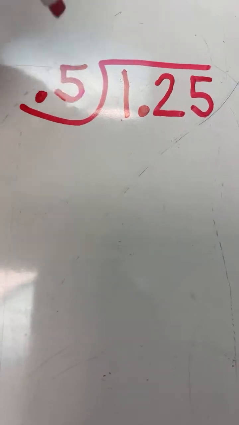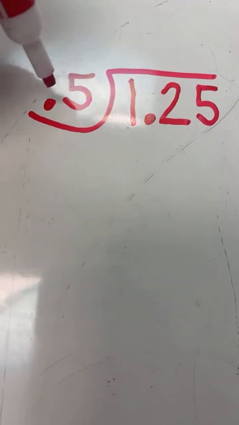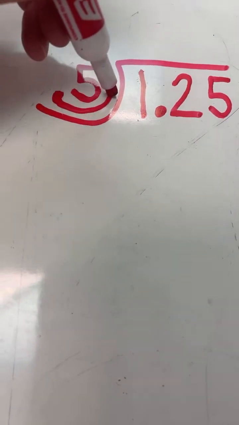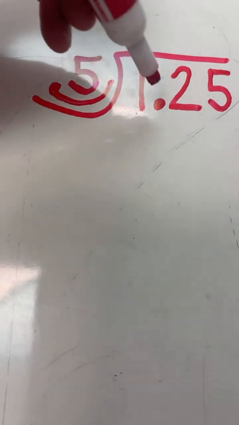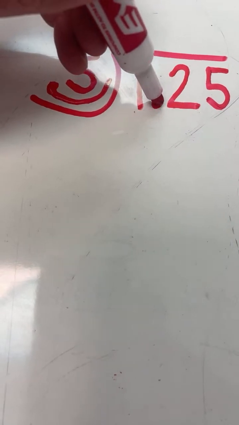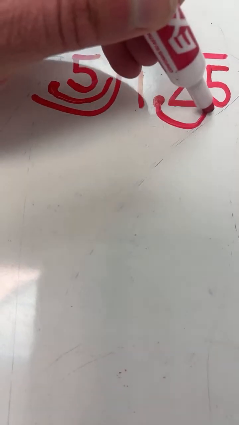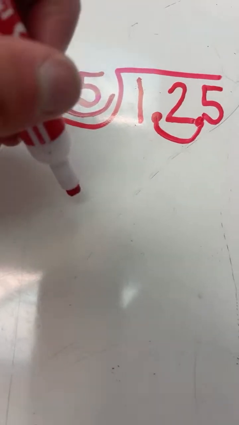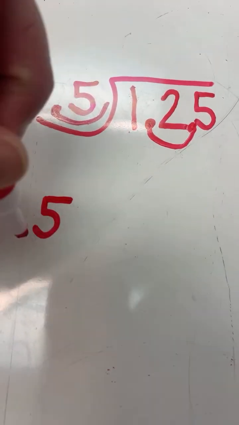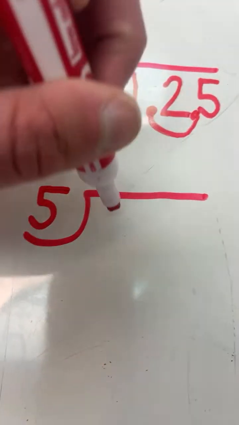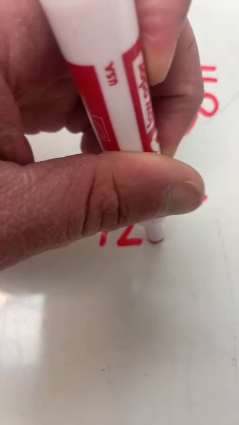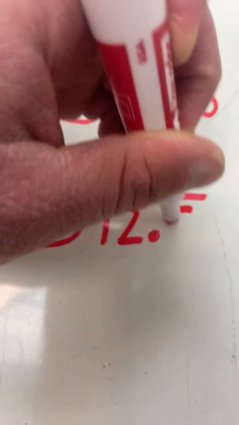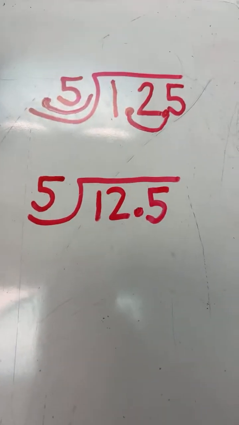We can change the number being divided by to a whole number simply by moving the decimal point over. But what we do outside the square, we have to do inside the square. So we also have to move the decimal point over for the number inside. So we now have 12.5 divided by 5.